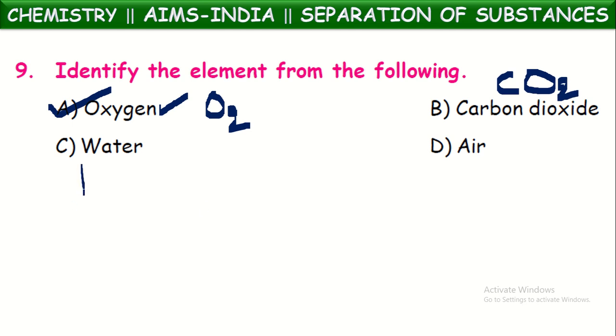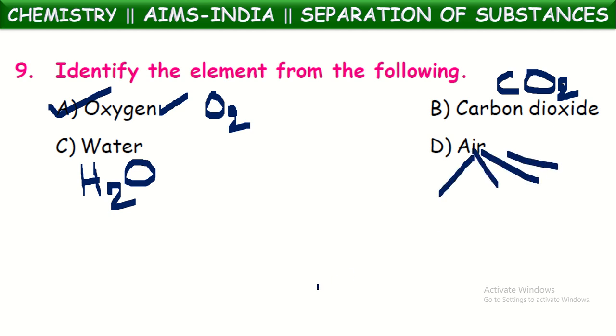If you see water, its molecular formula is H2O, as we know. So it contains two different kinds of atoms combined. So it also comes under compound, not element. What about air? Air is a mixture of several gases. Only one element among these is oxygen.